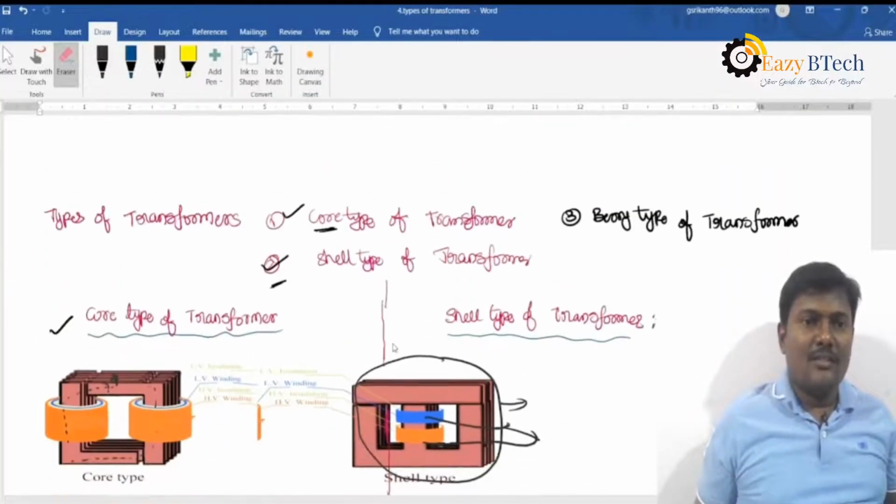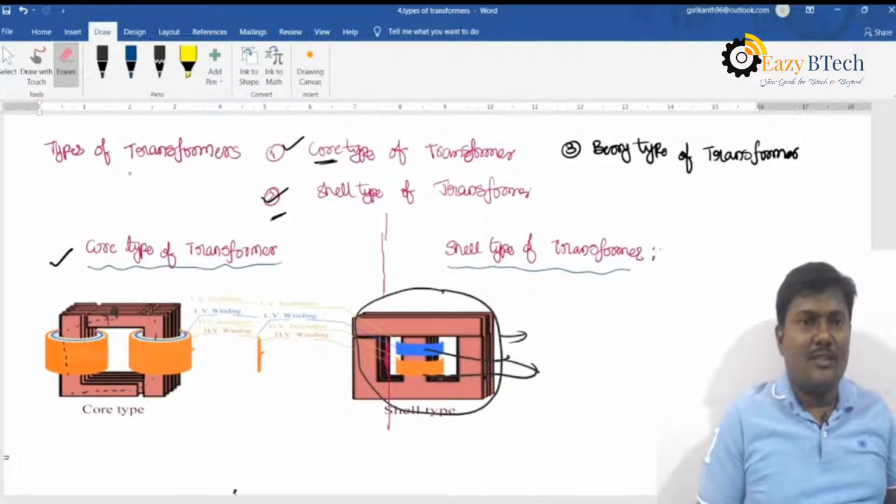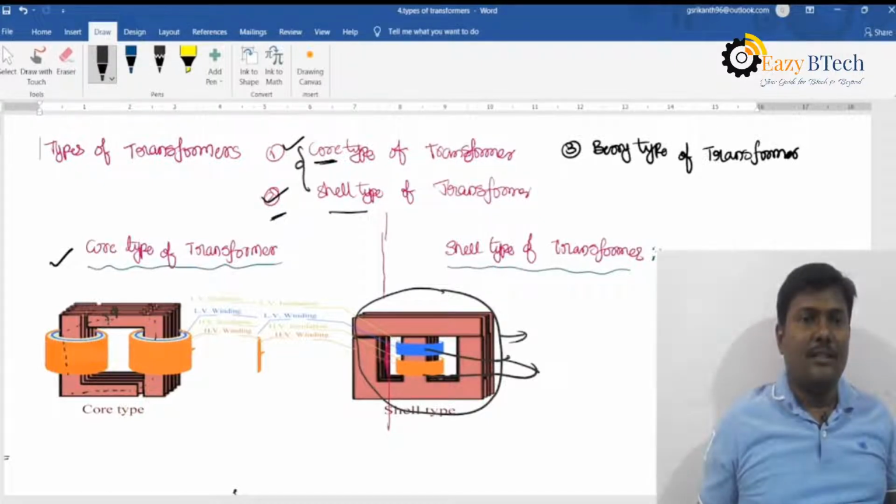The next concept is types of transformers. There are three types of transformers: core type of transformer, shell type of transformer, and berry type of transformer. But from an examination point of view, these two are very important.